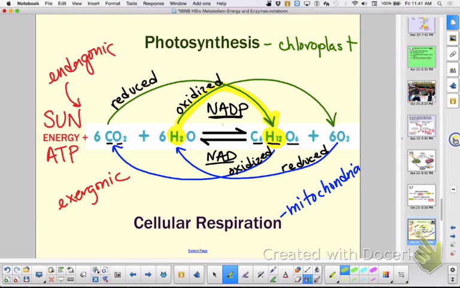Pick one of them to explain, either cellular respiration or photosynthesis. One does one, one does the other. Photosynthesis. So the CO2 gets reduced into. It's like a perfect teaching.